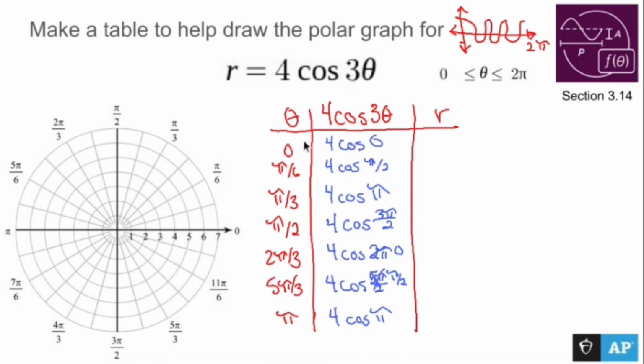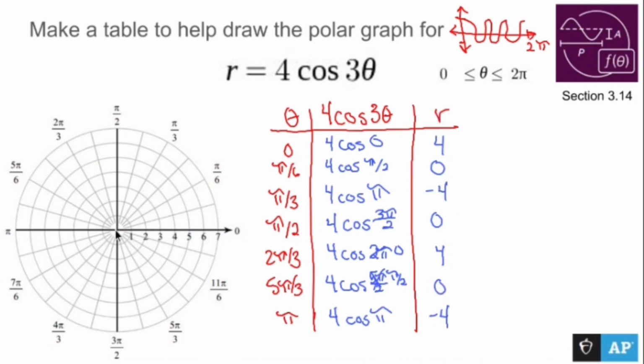All right, so let's do the math. Cos 0 is 1. 4 times 1 is 4. Cos pi over 2 is 0. So 4 times 0 is 0. Cos pi is negative 1. 4 times negative 1 is negative 4. Cos 3 pi over 2 is also 0. So 4 times 0 is 0. And now we repeat. So you become 4, you become 0, you become negative 4, and so on and so forth. So let's graph the points that we have right now.